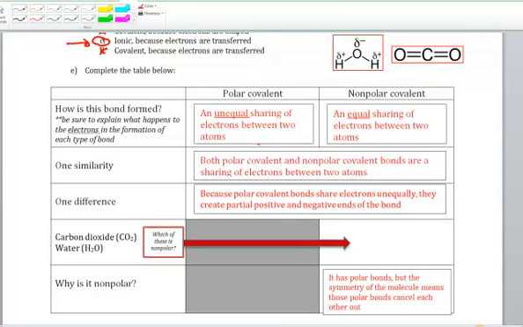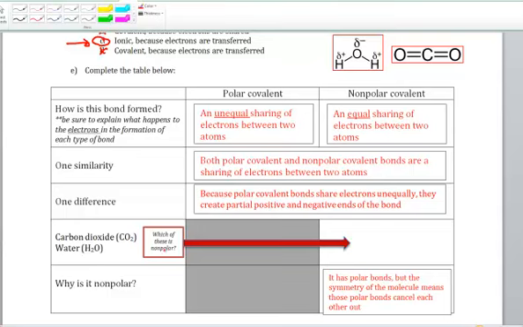One similarity is that both polar covalent and non-polar covalent bonds are a sharing of electrons between two atoms, right? Covalent is like cooperation, it's a sharing. One difference is that because polar covalent bonds share electrons unequally, they create partial positive and negative ends of the bond, right? So we see the partial negative and the partial positive right here. Okay, so that's the difference between the two.